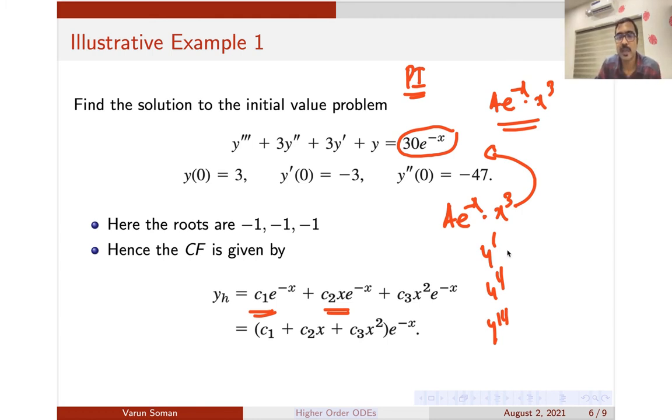Okay, so for y dash, you have to use the product rule here. What will be the value of y dash? y dash will be a into e raised to minus x into 3x square minus a e raised to minus x into x cube. Okay, that is y dash. Similarly find y double dash, y triple dash, and substitute everything into this.